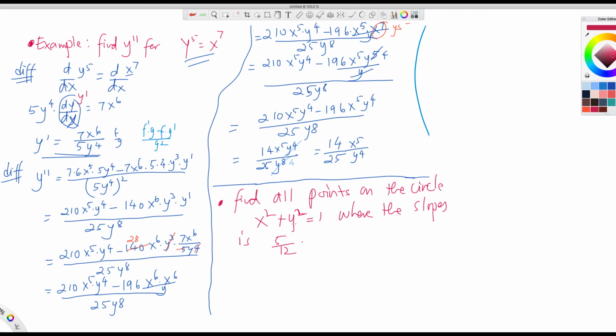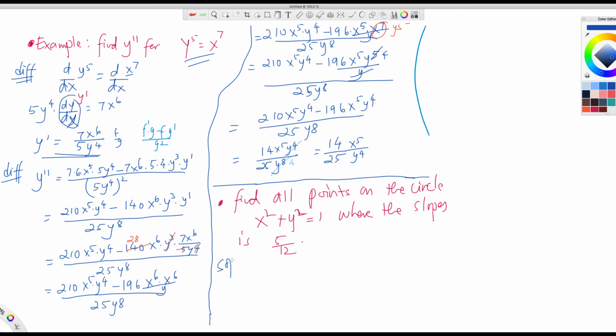On the circle there may be more than one point where the slope is equal to that value, okay? So we'll try to find that out. So how do I find out? I will find the slope from the derivative, set it equal to 5/12, and then find the point. Okay, that's basically what we are doing here.